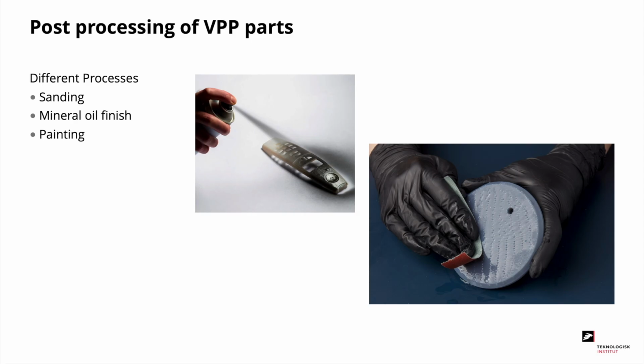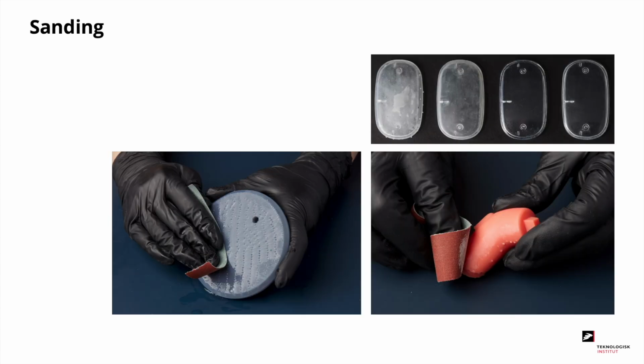You can post-process VPP parts in different ways. The most common ones are sanding, mineral oil finish, and painting. I'll cover these in the next couple of slides. First, we have sanding. There are 2 types of sanding, wet sanding and dry sanding. The recommended grit size for wet sanding is 800 to 1000, and for dry sanding it's around 600. Sanding is typically used to remove support marks on the parts.